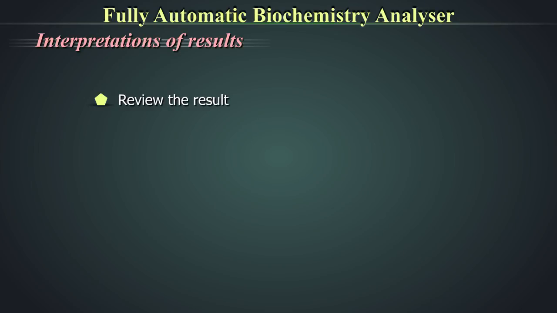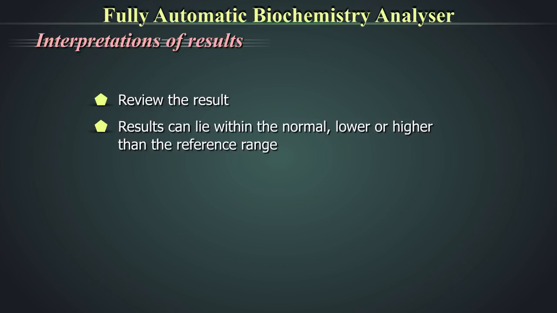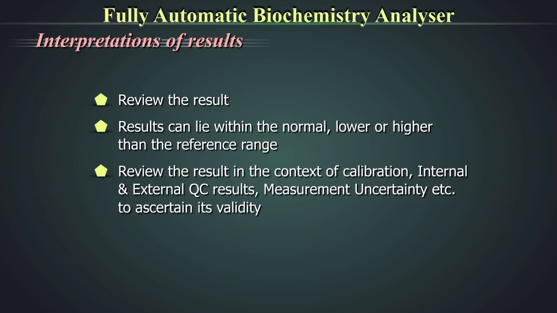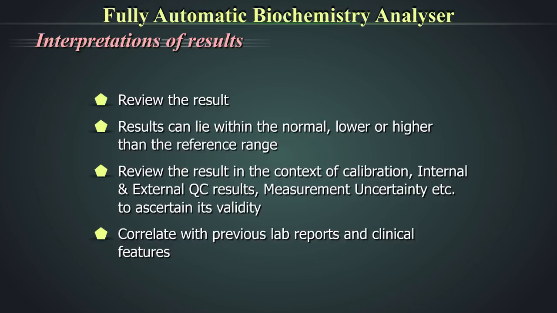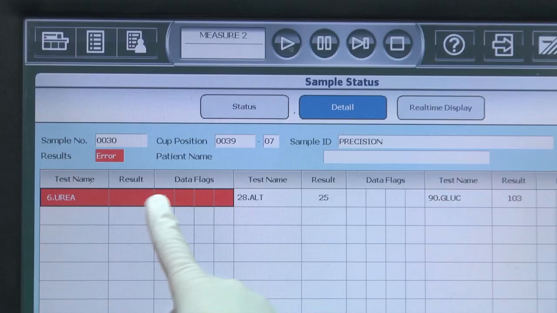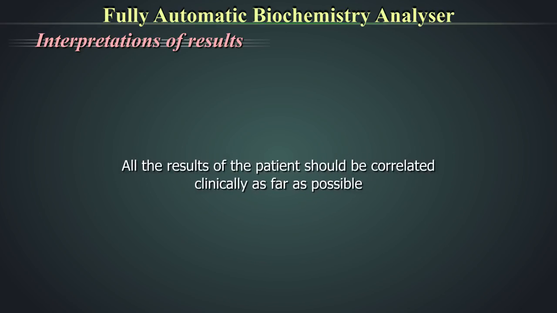Interpretations of result. Review the result. Result can lie within the normal reference range, lower or higher than the reference range. Review the result in the context of calibration, internal and external QC results, measurement uncertainty, etc., to ascertain its validity. Correlate with previous lab reports and clinical features of the patient. If there is any flag, go through the flag list provided by the manufacturer and take corrective action accordingly. All the results of the patient should be correlated as far as possible.